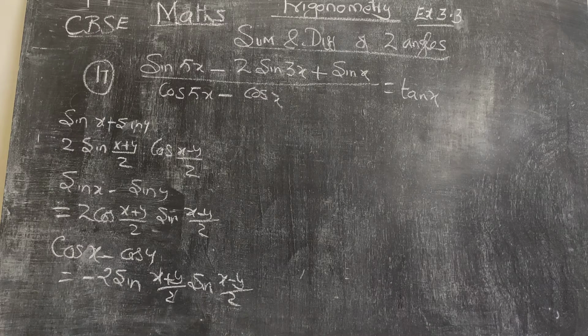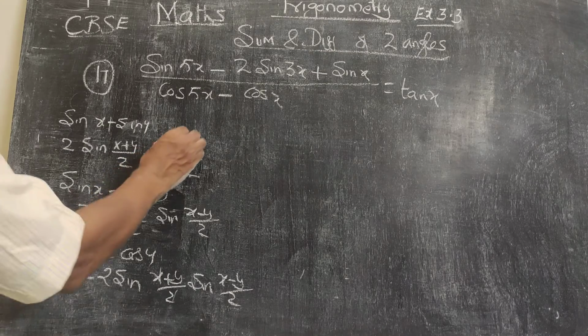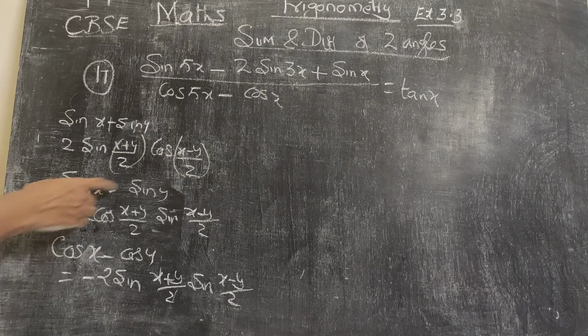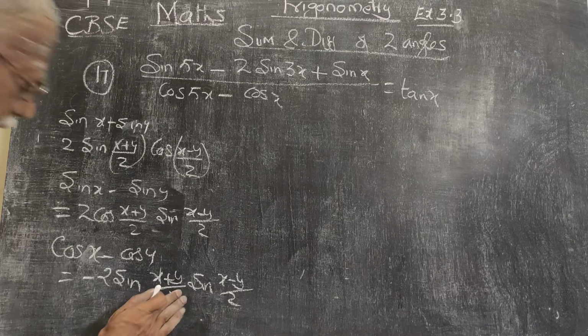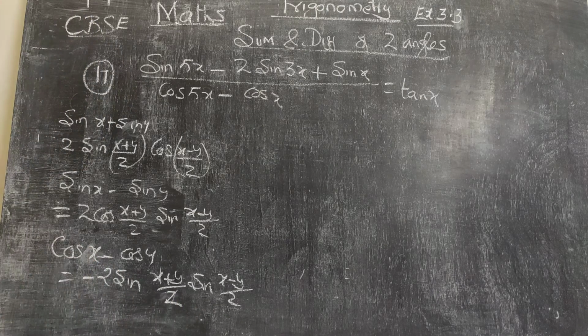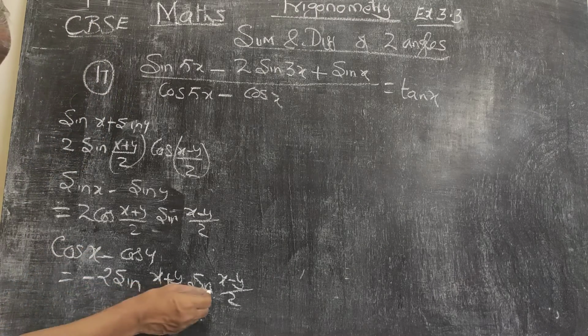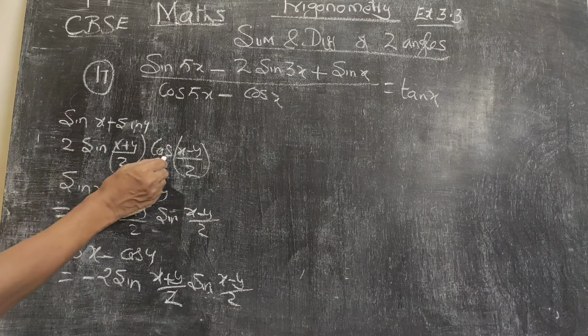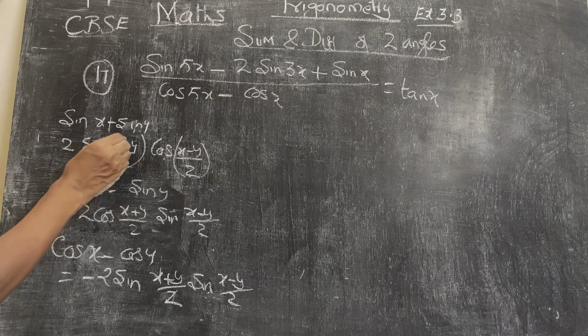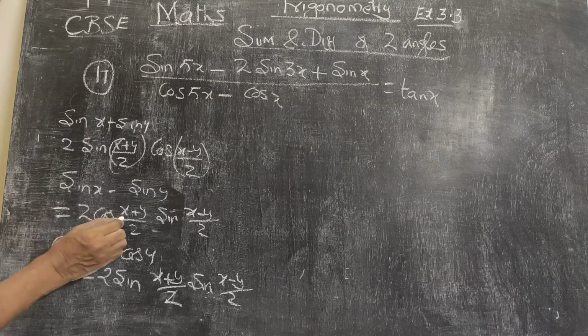So sin x plus sin y equal to 2 sin x plus y by 2 cos x minus y by 2. Whereas if it is minus, first 2 times cos x plus y by 2 and then sin x minus y by 2. If it is cos x minus cos y, minus of 2 times sin x plus y by 2 and sin x minus y by 2, both are sin. Keep it in mind that wherever there is cos x plus cos y, both will be cos. If it is minus, both will be sin. Whereas in the case of sin, one is sin and one is cos. If it is plus, first sin x plus y by 2. If it is minus, first cos x plus y by 2. That's all.